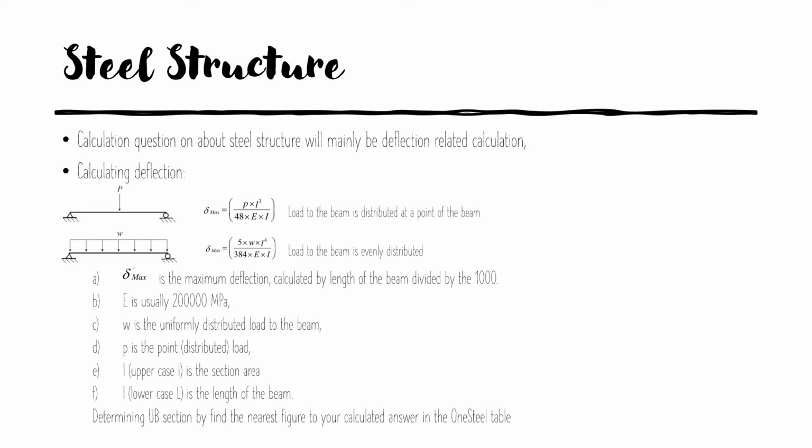The lowercase w is the uniformly distributed load on the beam. The lowercase p is the point load. The uppercase I is the second moment of area of the section in question. The lowercase l, of course, is the length of the beam. Finally, the question may require you to determine the universal beam section by finding the nearest figure to the calculated answer in the steel table. This table will be provided in your exam.